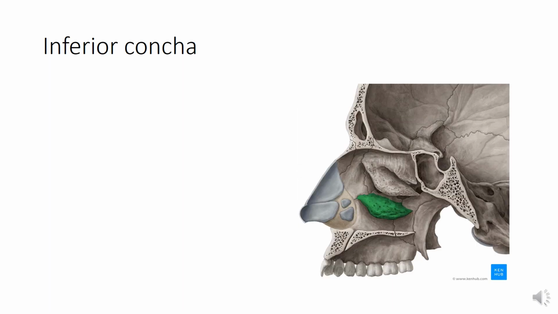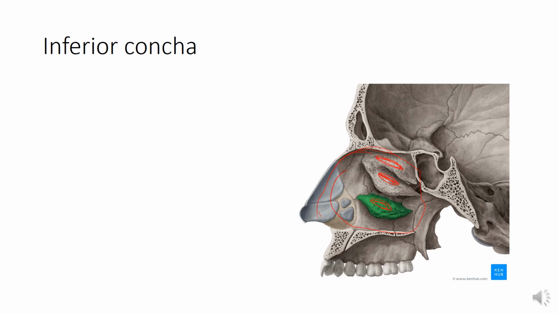So, inferior concha. When we study the nasal cavity, we will see that its lateral wall presents three features, three bones, that is the superior concha, middle concha, and the inferior concha. The superior and middle concha are part of the ethmoid bone, while the inferior concha is a scroll-shaped separate bone which forms part of the lateral wall of the nasal cavity and projects into it below the middle concha.